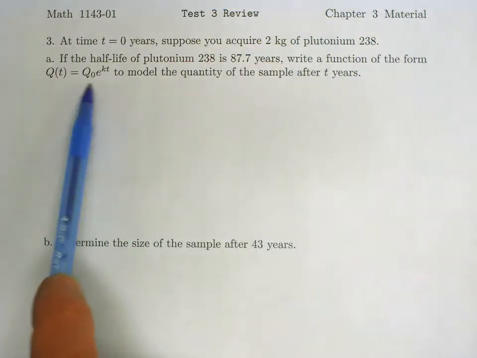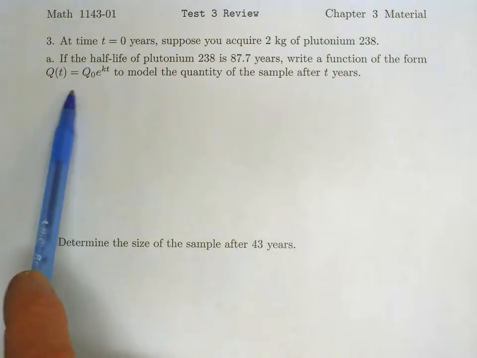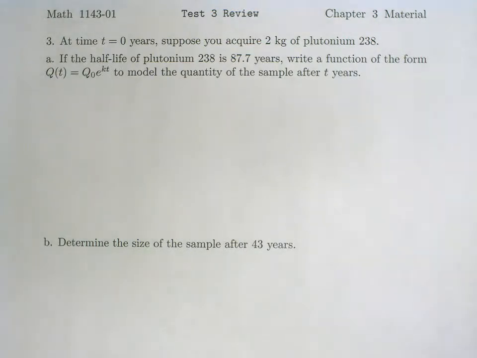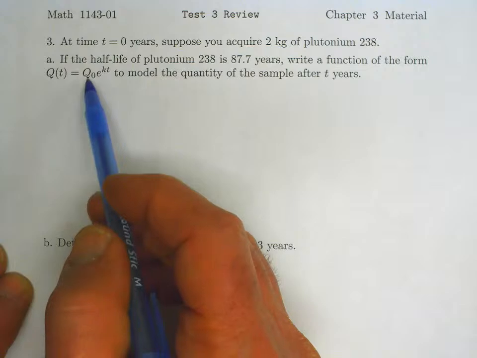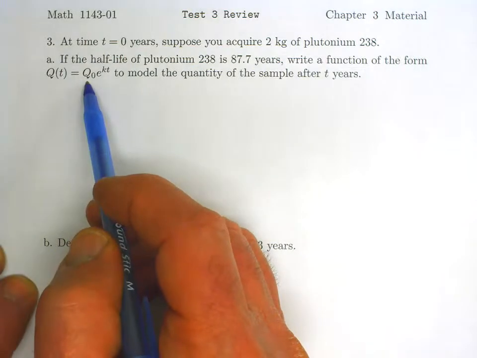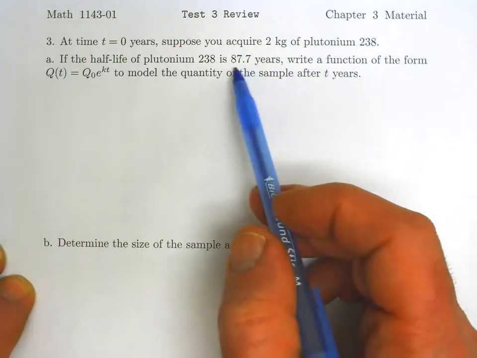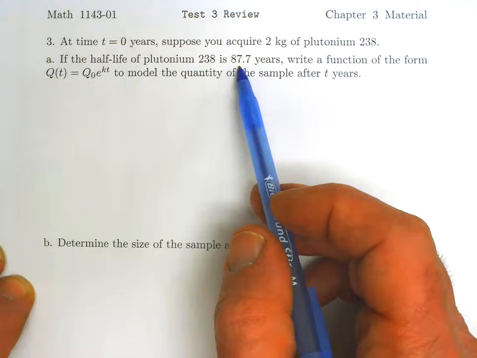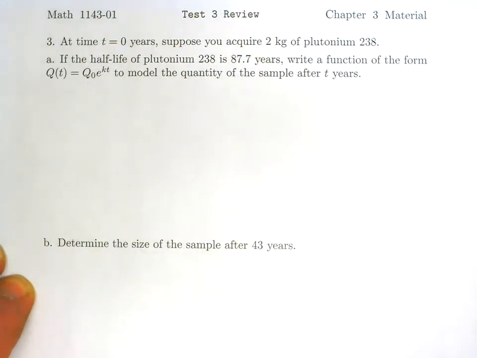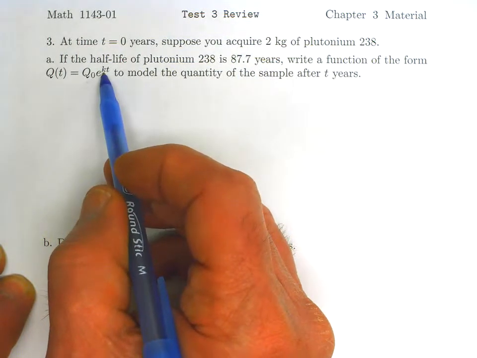So this is just by telling you that the model should have this form, we know that it's continuous exponential decay because of the e to the kt. The initial quantity is given to be q sub 0, and we're told that the half-life is 87.7. So all we have to do is determine what the decay constant k is.